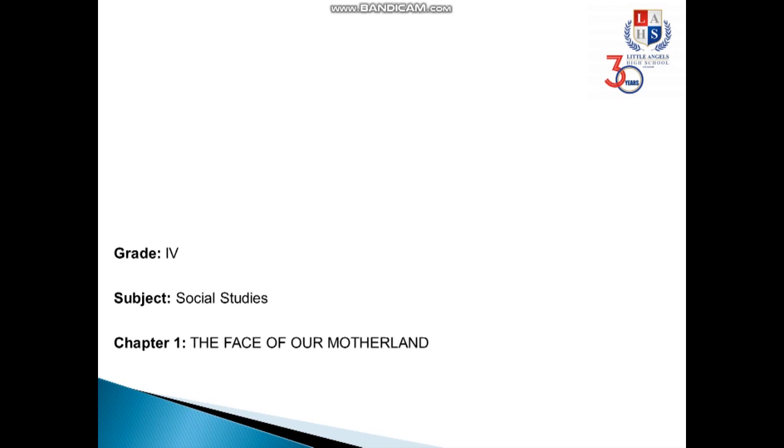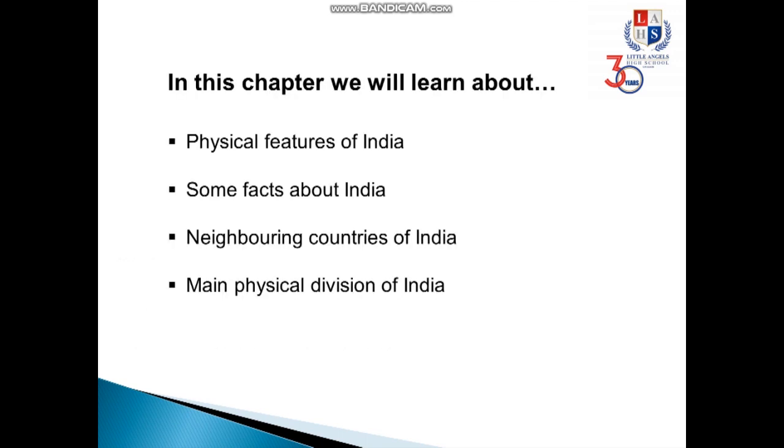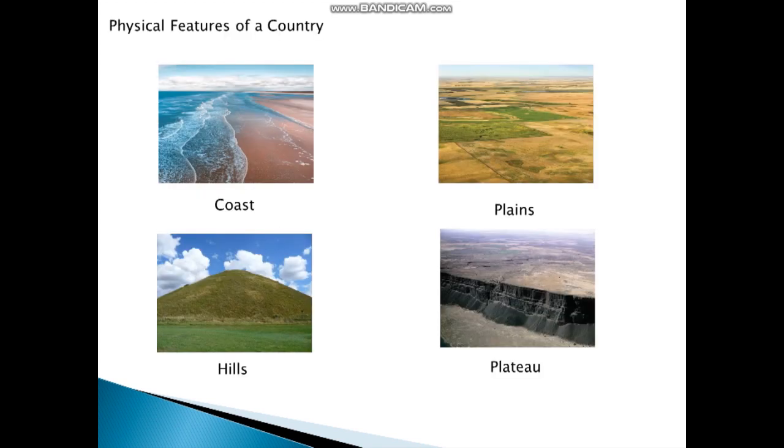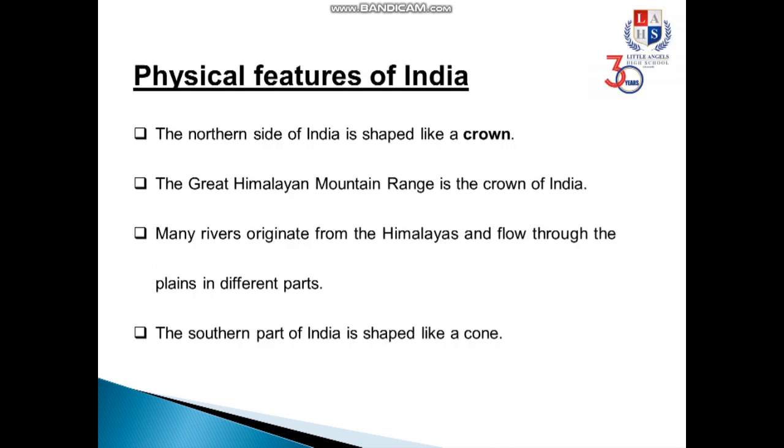Now let's start our chapter. In this chapter, we will learn about physical features of India, some facts about our country, neighboring countries of India, and main physical division of India. As you have already studied terms like coast, plains, hills, plateau in your previous grade, all these are called the physical features of a country. Now let's talk about the physical features of India.